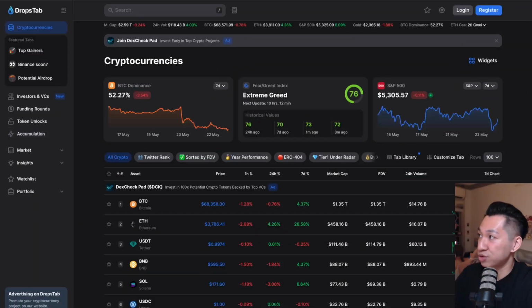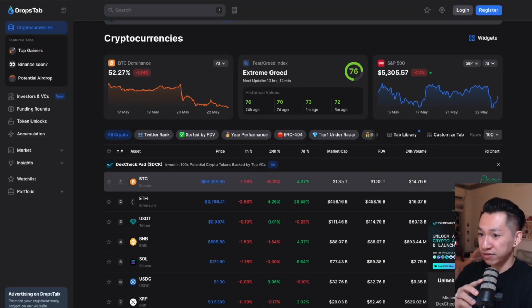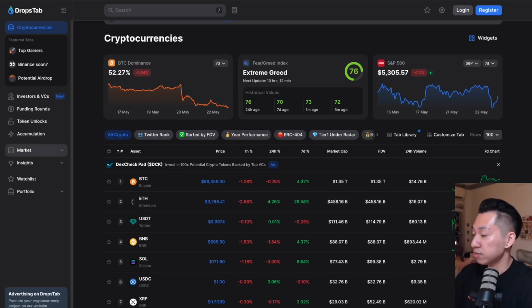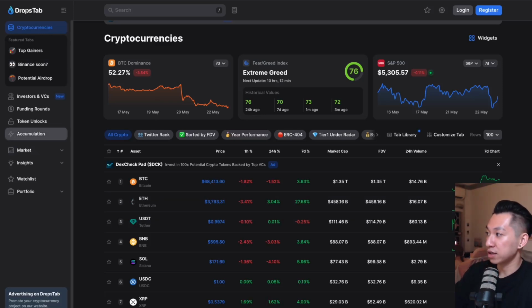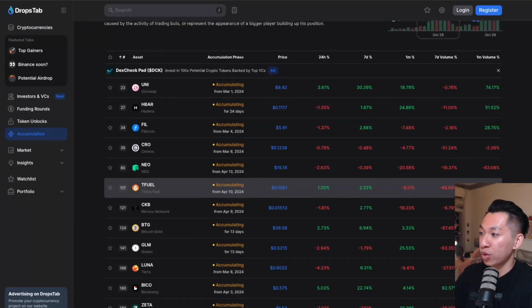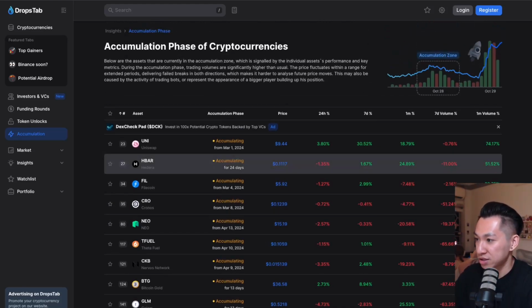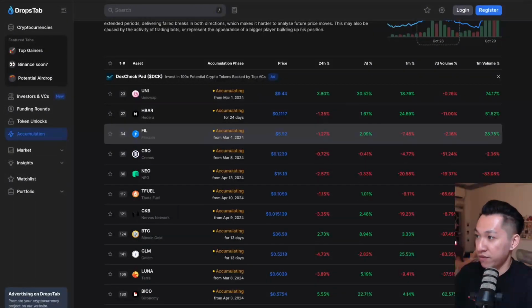Okay, next one we have DropsTab. The dashboard is very similar to CoinGecko. You can see the price, you can see the market cap, the FDV, the 24 hour volume. But my favorite tab is this accumulation tab right here. It'll tell you how long and when this coin has been accumulating. How long have people been buying and just stacking these coins. So like Filecoin has been accumulating since March 4th.